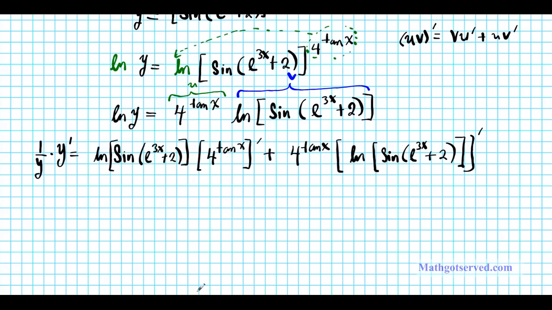Let's go ahead and finish this off. I can multiply both sides of my equation by y. Remember, the problem asked us to find y prime. So we can multiply both sides of the equation by y, and then multiply this entire equation by y. I'm going to leave that out for a second. Let's go ahead and differentiate this piece right here. So we have y prime equals y multiplied by, now we are going to have just this piece, the natural logarithm of sine e to the 3x plus 2.